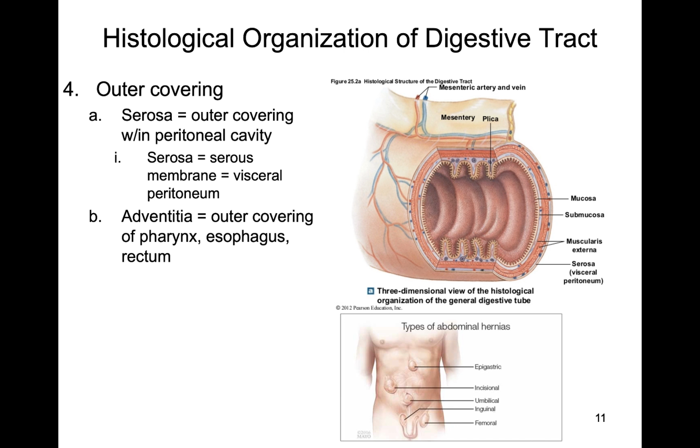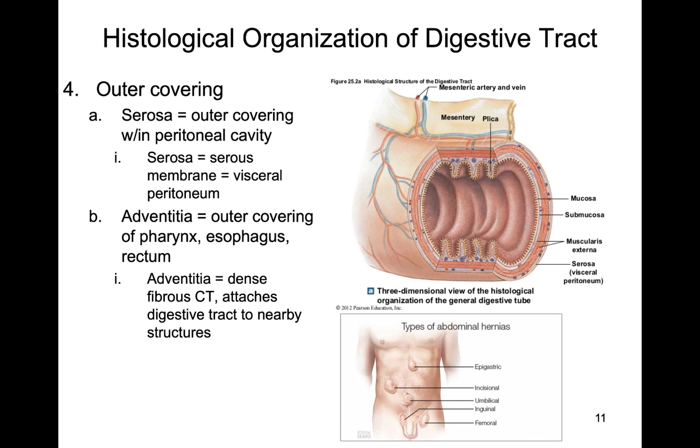too much. And it's a little bit different. It's made up of dense fibrous connective tissue. And it says that it's going to attach the digestive tract, so it's going to attach the pharynx, esophagus, and rectum to nearby structures to keep them in place.